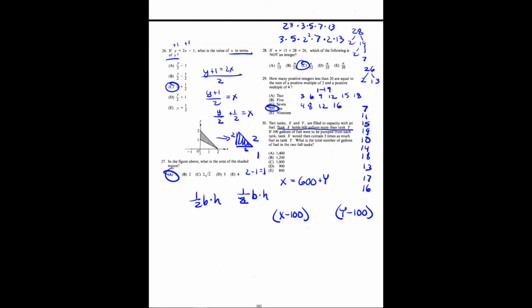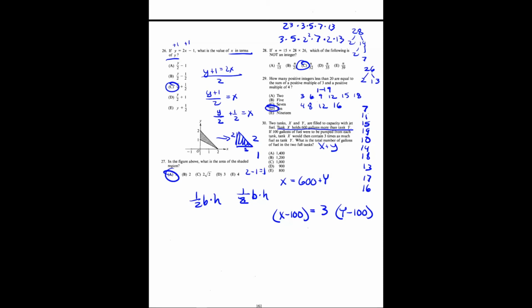If 100 gallons of fuel were to be pumped from each tank, tank X would then contain 3 times as much fuel as tank Y. So tank X would contain 3 times as much as tank Y. What is the total number of gallons of fuel in the two tanks? The two tanks together is going to be X plus Y. So we need to figure out what X and Y are, and then we can combine them.